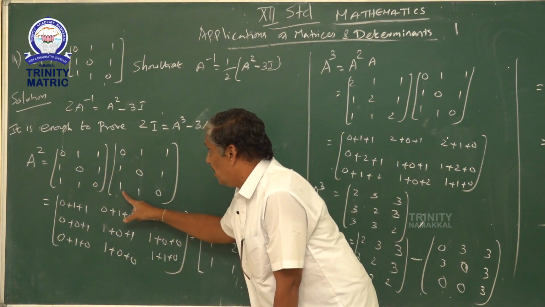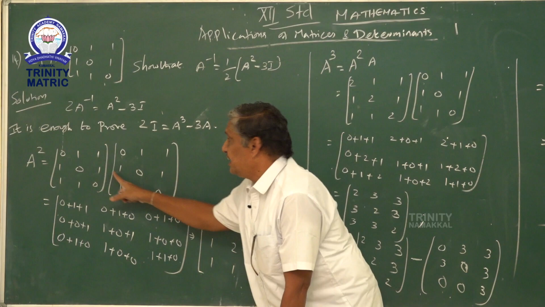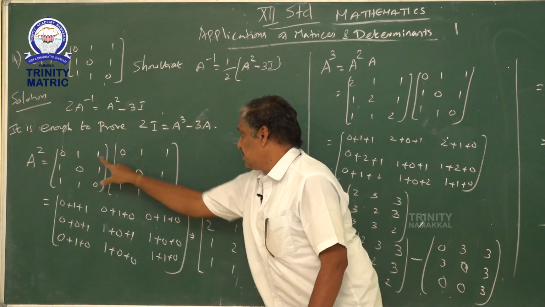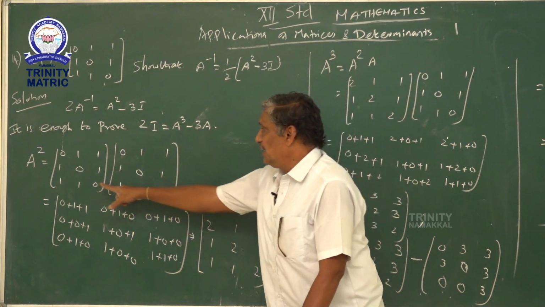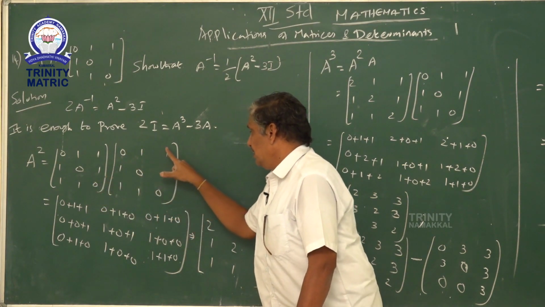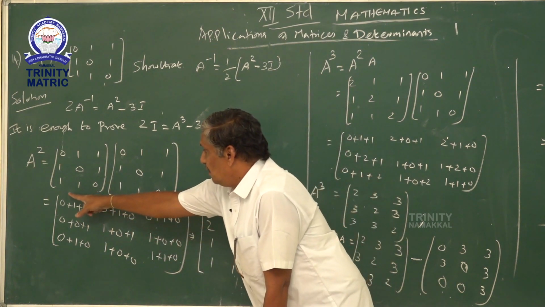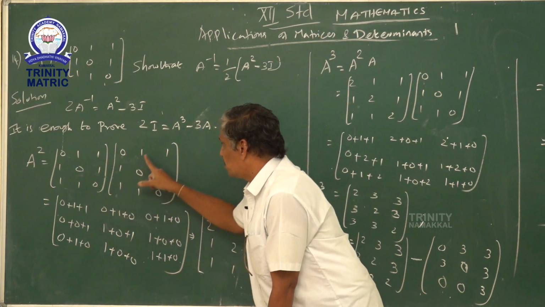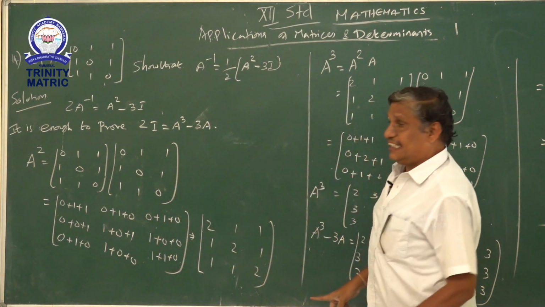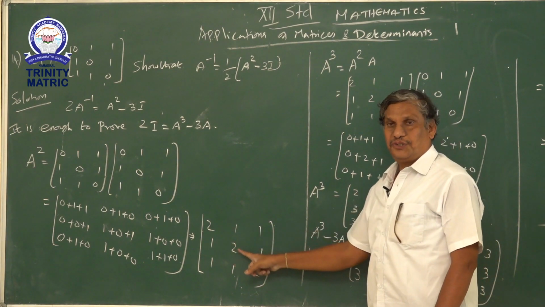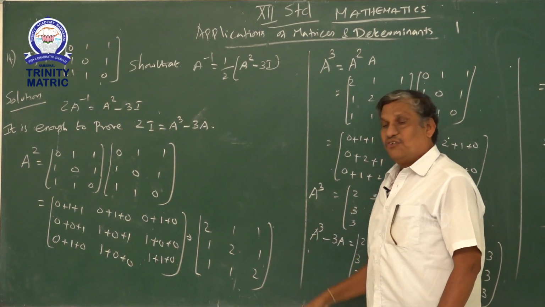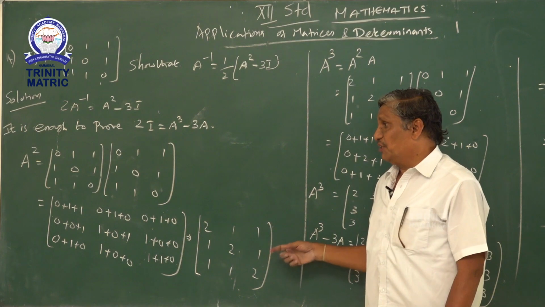How will you multiply, my dear? First row, first column: 0 into 0, 0; 1 into 1, 1; 1 ones are 1. Like that. First row, second column. First row, third column. You know that. Similarly, second row, first, second and third columns. Similarly, last row, first, second and third columns. Then we multiply and add. What do we get? 2, 1, 1, 1, 2, 1, 1, 1, 2. So you can see the diagonal elements are all 2, and the remaining are all 1. That is easy to remember.